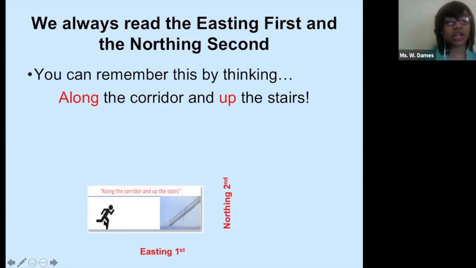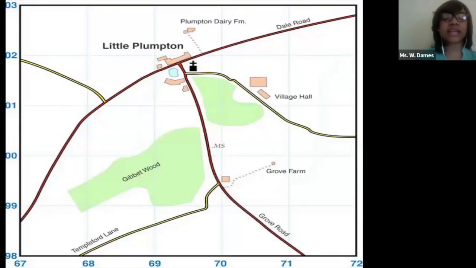So you see, along the corridor you are running and then up the stairs you go. Eastings is running along the corridor, and up the stairs you go is the northings. So that's a little clue. Remember, eastings are always first and then your northings. Just to help you out, these are your eastings.